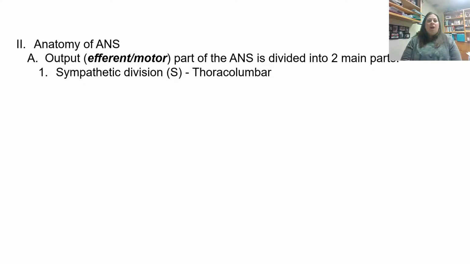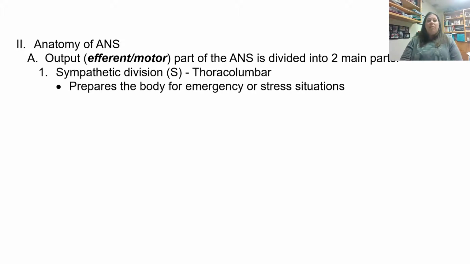So the anatomy of the autonomic nervous system: there's an output, which we call the efferent or motor part of the autonomic system, and it is divided into two main parts. There's the sympathetic division, known as the S, and this, remember, is the thoracolumbar. This prepares the body for emergency or stress type situations. This is why it's often termed the fight or flight division.